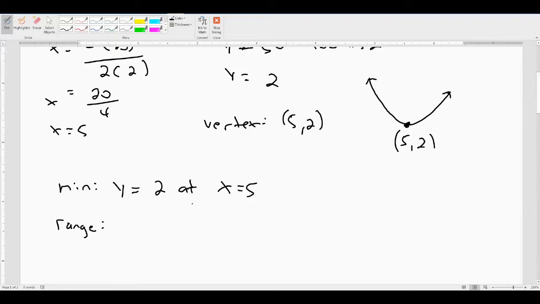The range is the y value. The lowest y value to the highest y value. So it goes down to 2 all the way up to positive infinity. 2 is included.